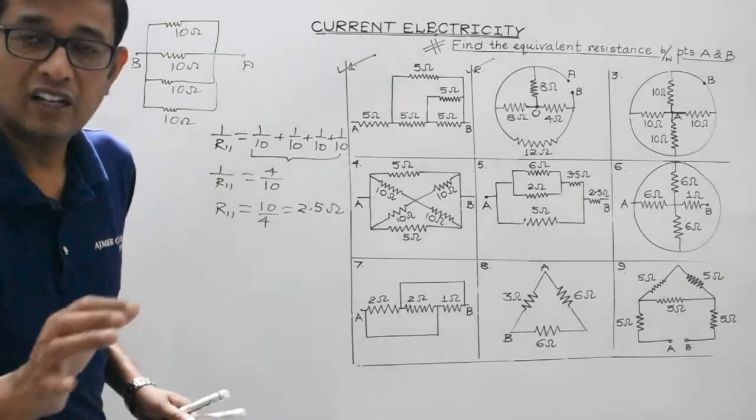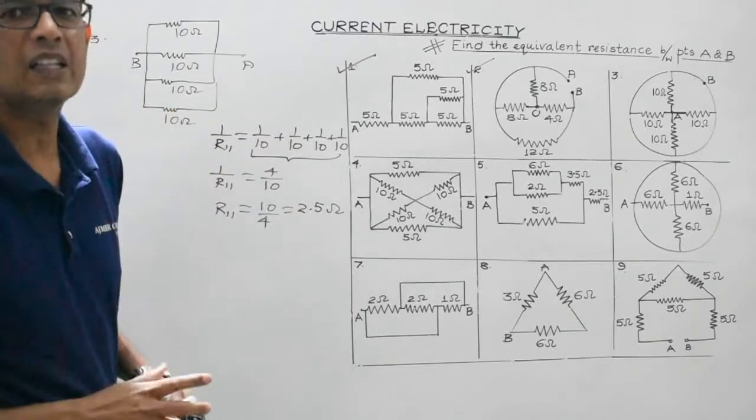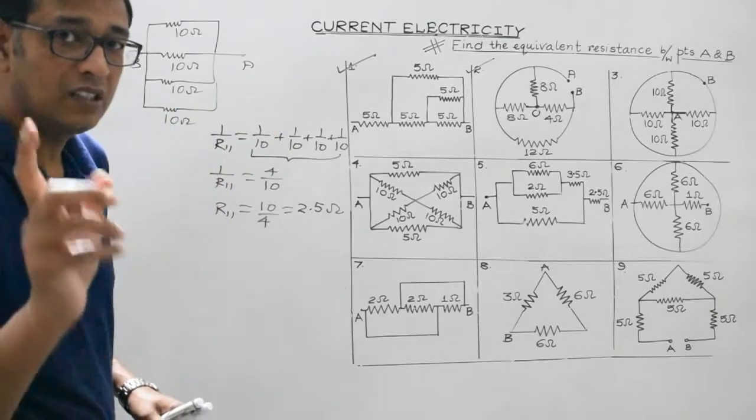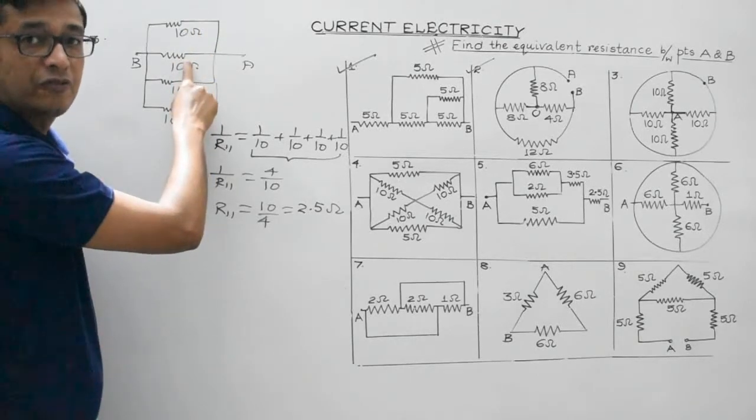Actually, I will recommend you to do such numericals verbally without doing any sort of mathematical calculations. How to proceed? I'll tell you. 10, 10, they're in parallel. So the resultant is 5.